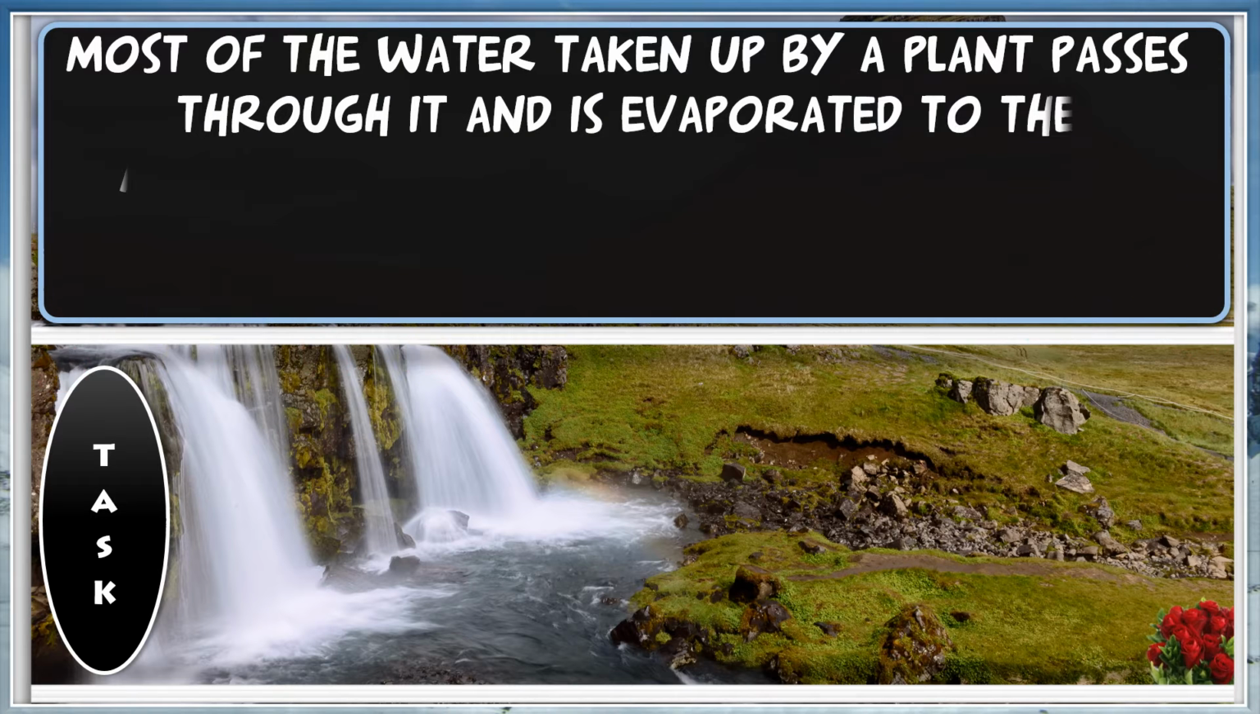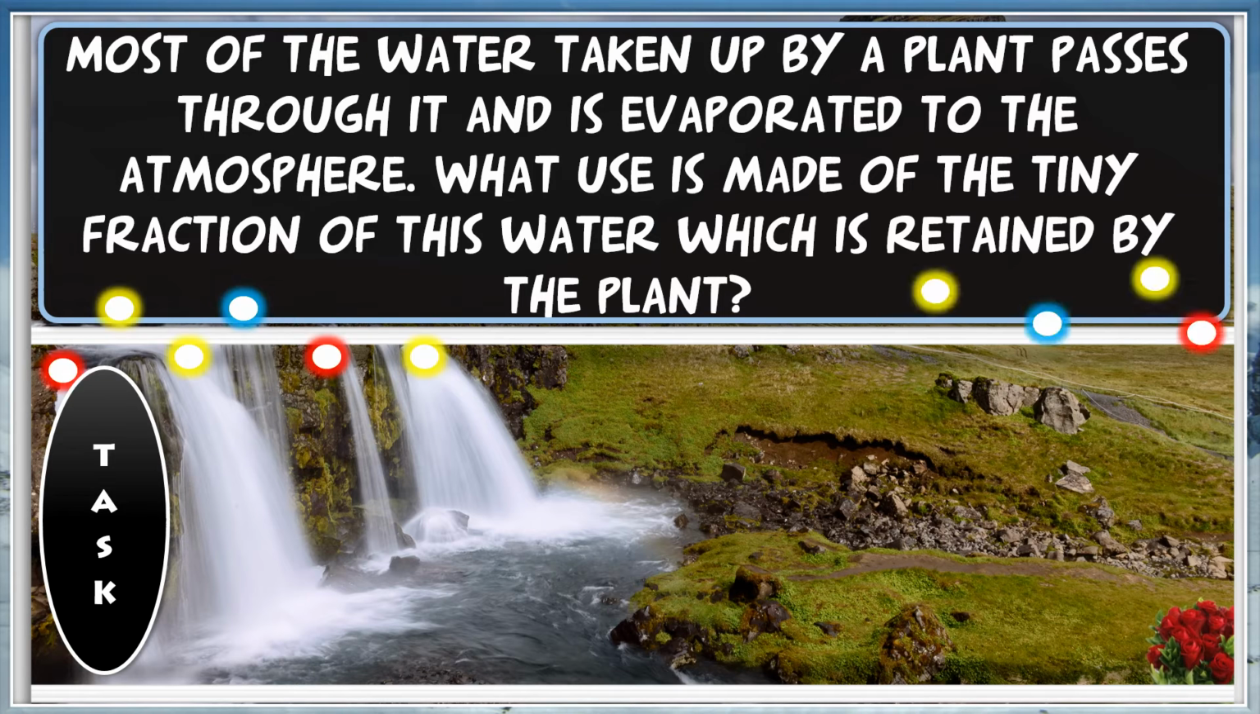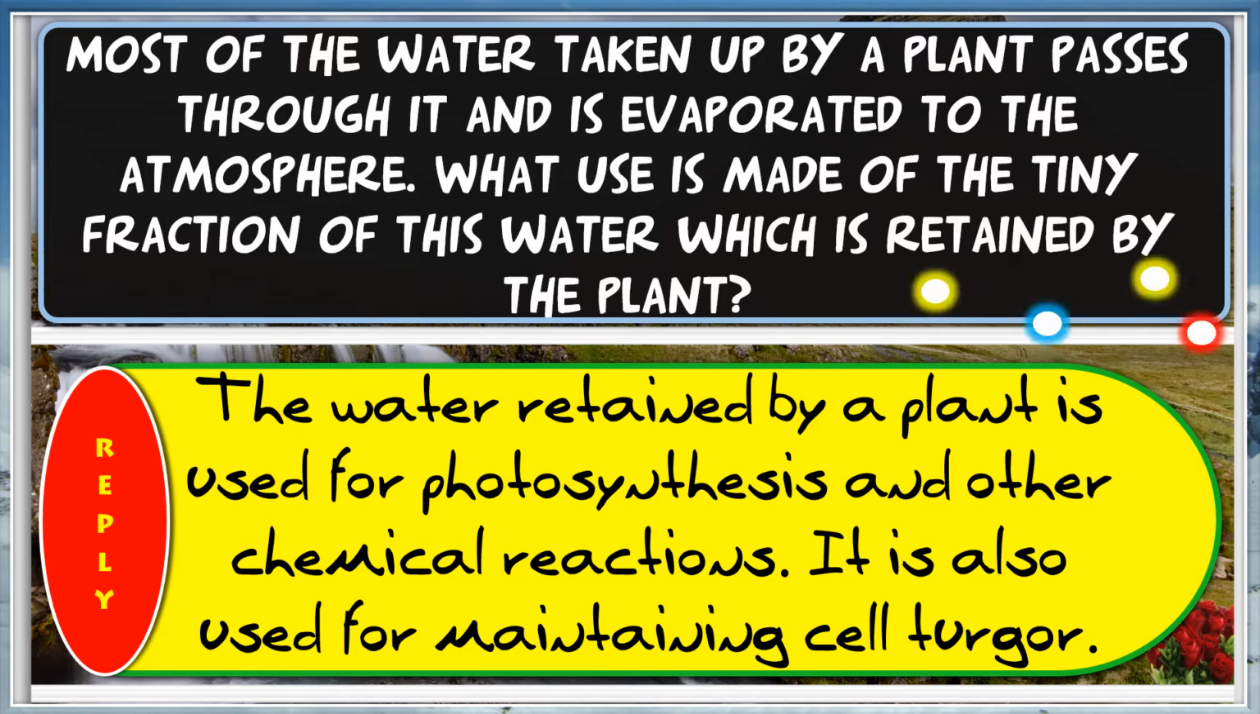Most of the water taken up by a plant passes through it and is evaporated to the atmosphere. What use is made of the tiny fraction of this water which is retained by the plant? The water retained by a plant is used for photosynthesis and other chemical reactions. It is also used for maintaining cell turgor.